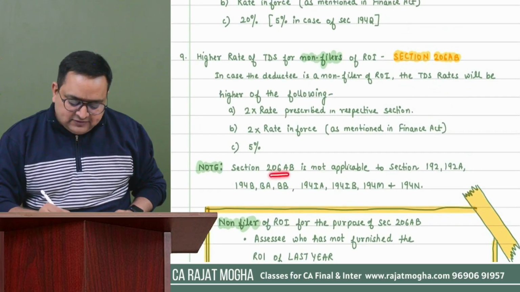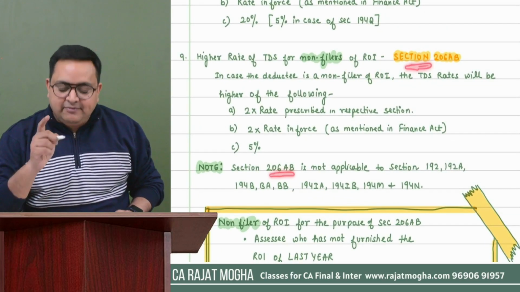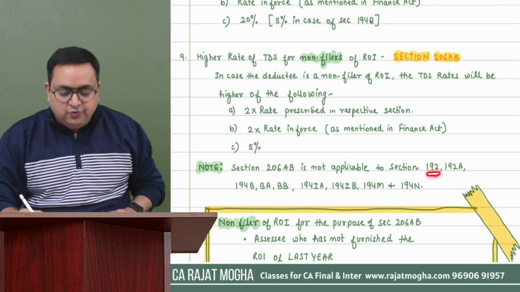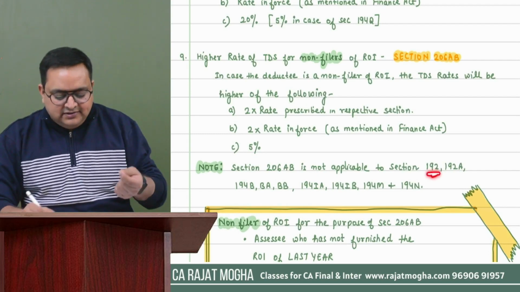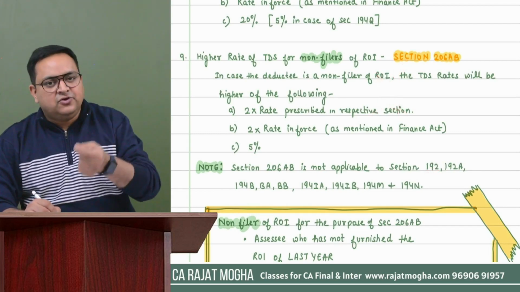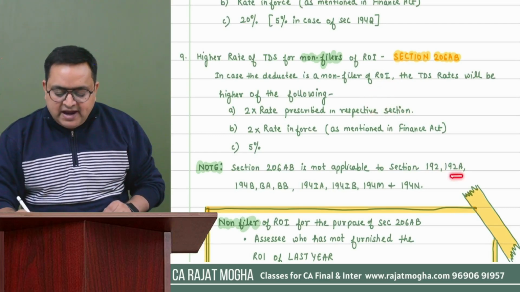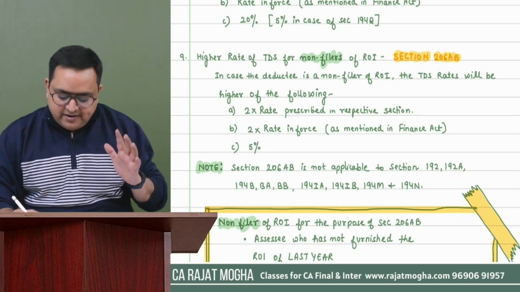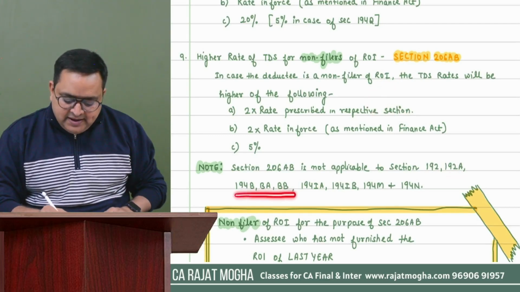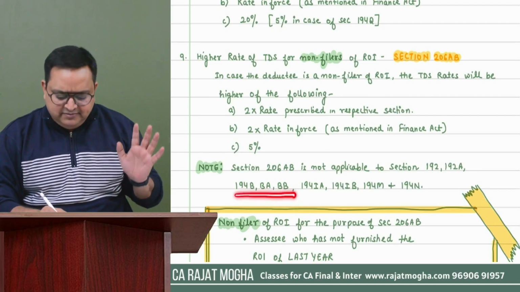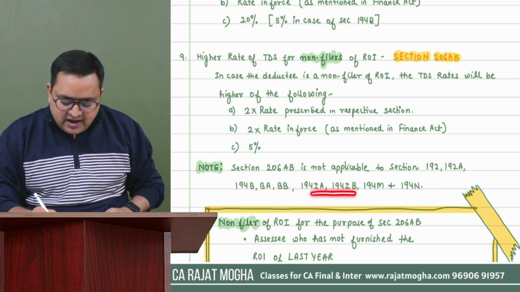And section 206AB is not applicable on 192. 192 is TDS on salary. This section will not apply, even if the assessee is a non-filer. 192A, premature withdrawal from RPF. 194B, BA, double B, you understand, casual income 30%. 194IA, IB, IBM.